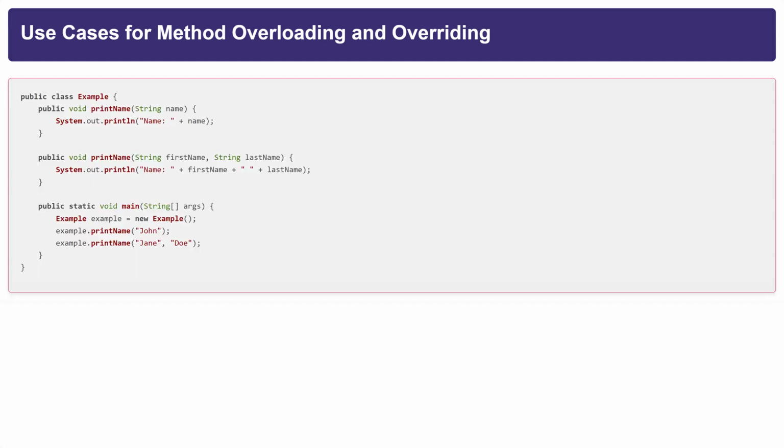Let's take a look at this Java code snippet. We have a class called example, with two methods named printName. The first method takes a single parameter, name, and simply prints it. The second method takes two parameters, first name and last name, and prints them together. In the main method, we create an instance of example and call both versions of printName with different arguments. This demonstrates method overloading in action.